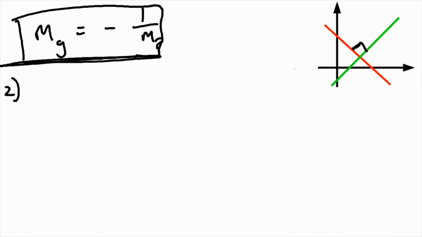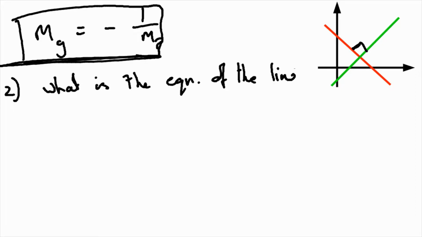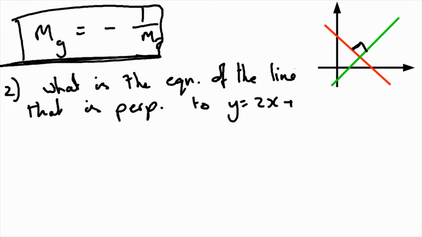Have a look at another example. What is the equation of the line that is perpendicular to y equals 2x plus 3 at the point 2, 7.